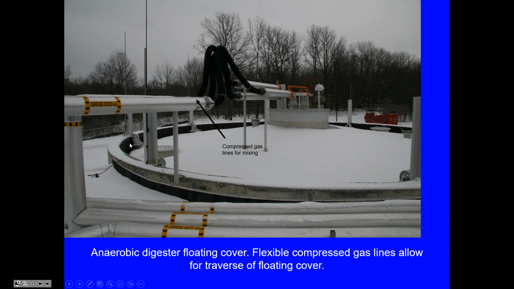You can see that there are some wheels on the sides that help to keep the cover aligned and centered, so it's not going to bump up against it, but then it's got kind of like a rubber floating ring around the top that allows this entire roof to float on top of the sludge.